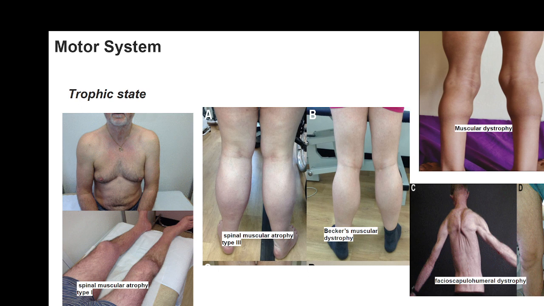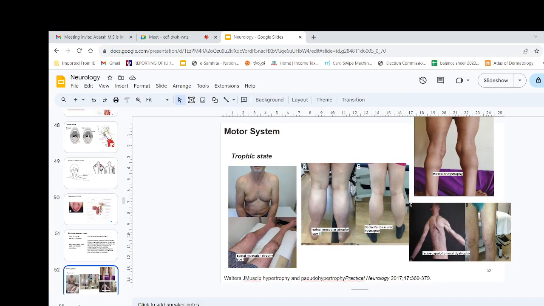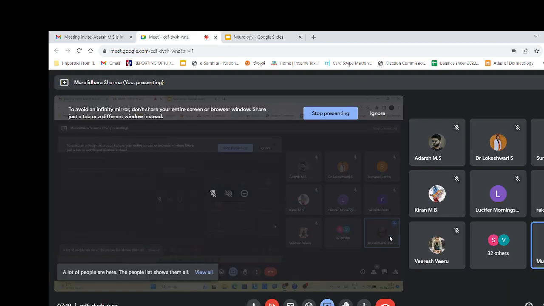Then the next is about the assessment of the motor system. We will continue in the next session. Already the time is up, so we will continue the examination of the motor system in the next session, and we will wind up today.